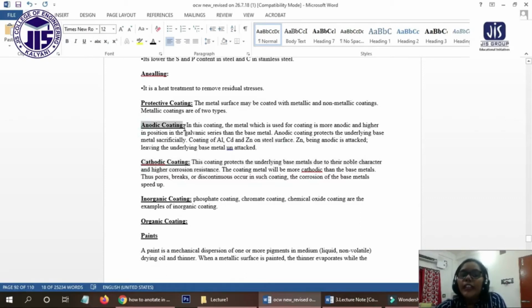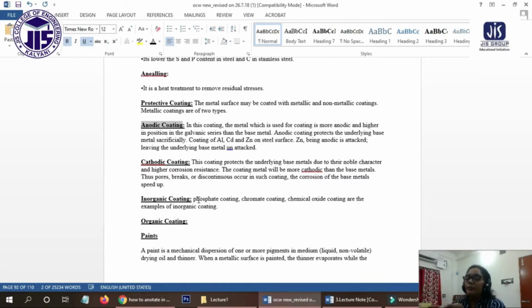What are the anodic coatings? Anodic coating means, like we have already discussed about the galvanic series, right? For example, if our base metal is iron, we have to protect this iron metal from corrosion. So what we have to do, we have to do the anodic coating. Now what you have to check is, above the iron, whatever metals we have in the galvanic series, those metals can be used for the anodic coating.